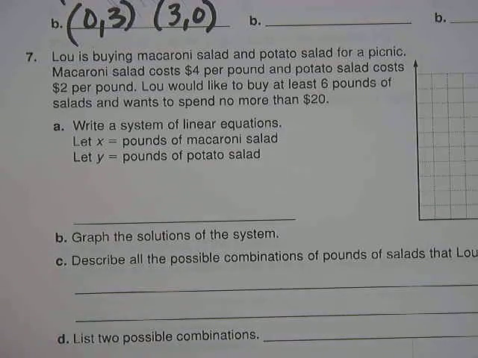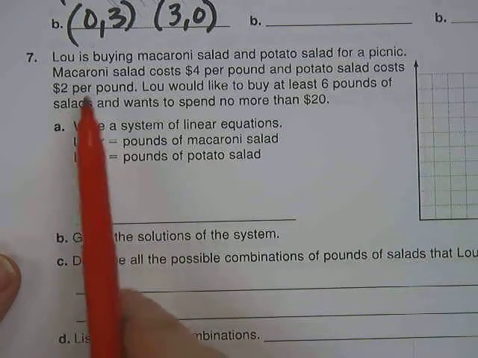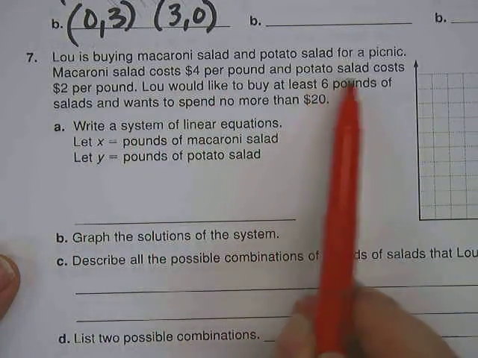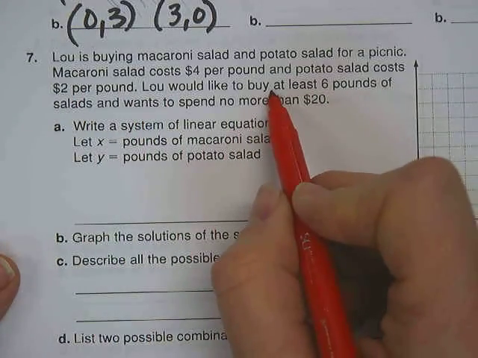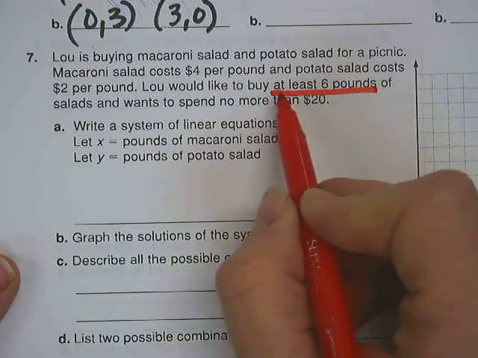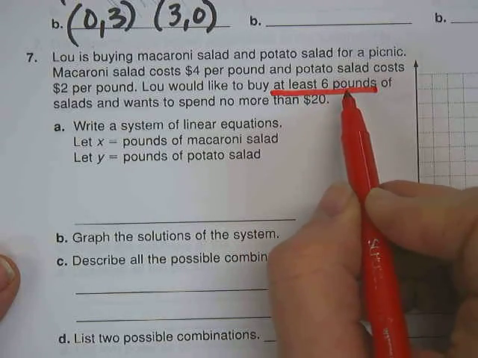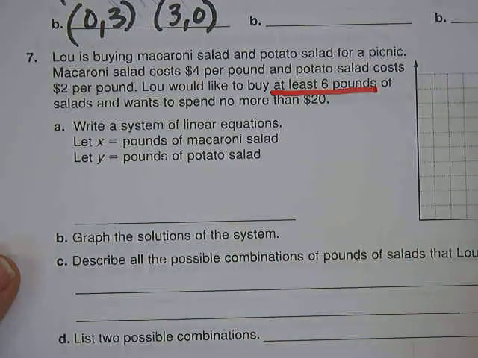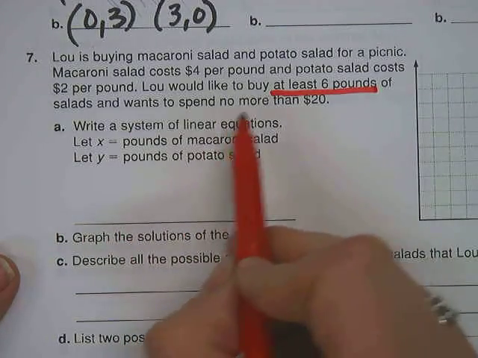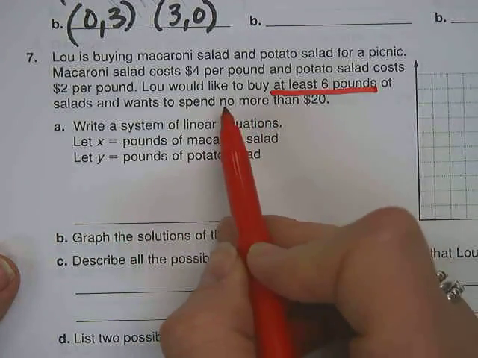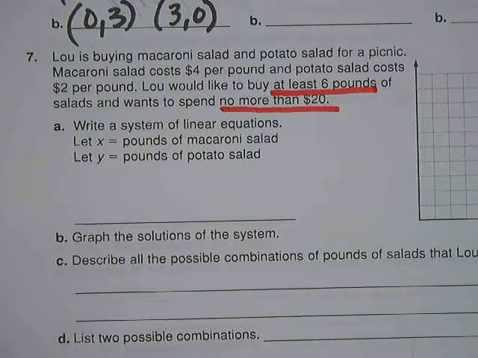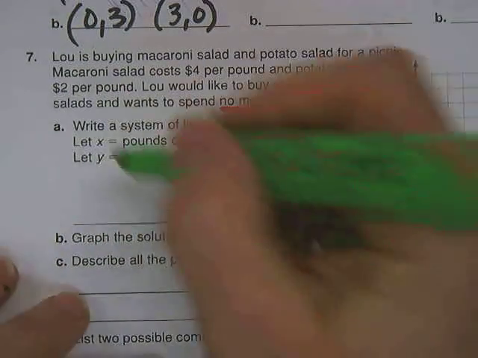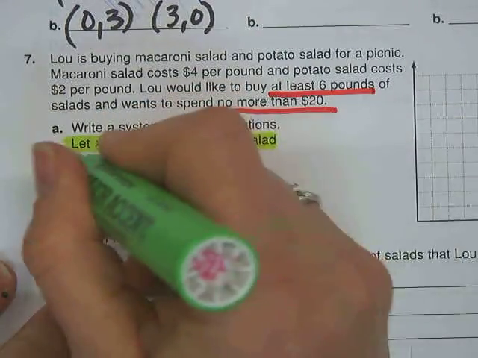Okay, and the last one I want to talk about is number 7. Lou is buying macaroni salad and potato salad for a picnic. Macaroni salad costs $4 per pound. Potato salad costs $2 per pound. Lou would like to buy at least 6 pounds. So at least 6 pounds means we'd want 6, or we'd be happy with more than 6. And he wants to spend no more than 20. So no more than 20 means we want 20 or less.